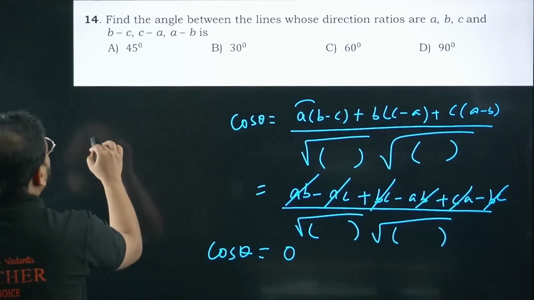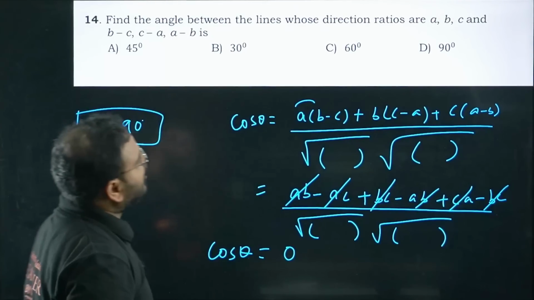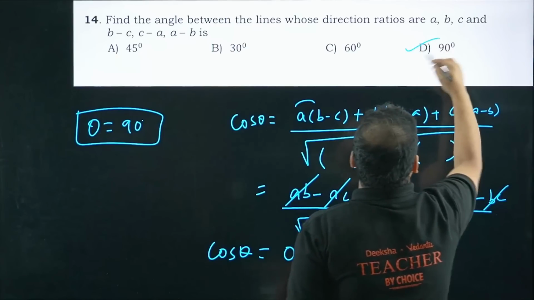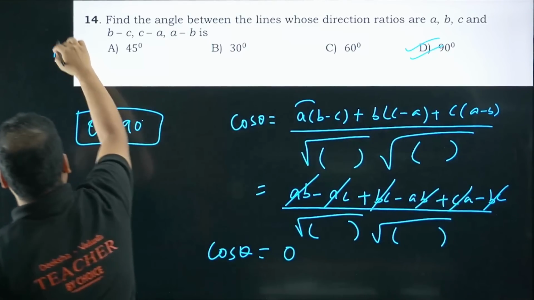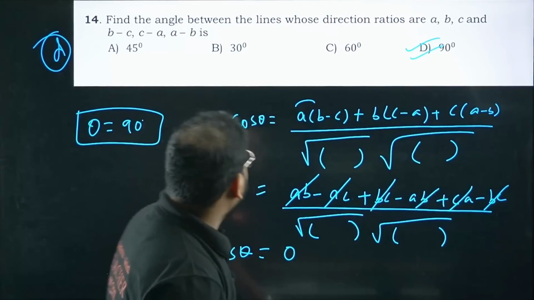Cos theta is 0 when? Theta is 90 degrees. Answer is option number D. Option number D. Please have a look. I hope this is clear. Simple problem. 14th is done.